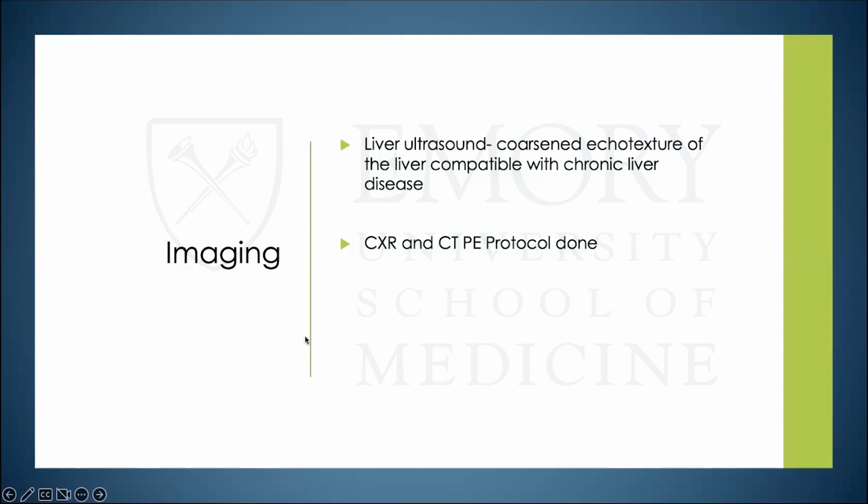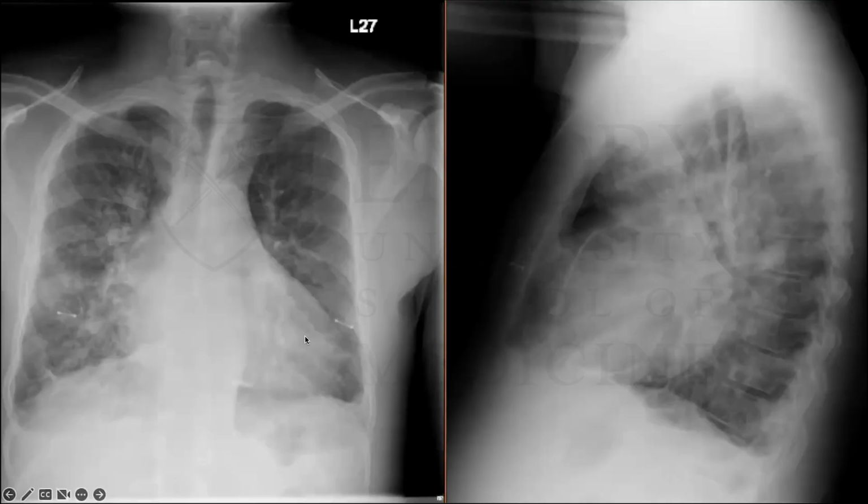So they got a liver ultrasound, which just shows some evidence of chronic liver disease and coarsened echo texture. They got a chest X-ray and CT-PE as well. Even though he was complaining of shortness of breath, he was tachycardic, and he has that prior history of PE, so they wanted to rule it out.